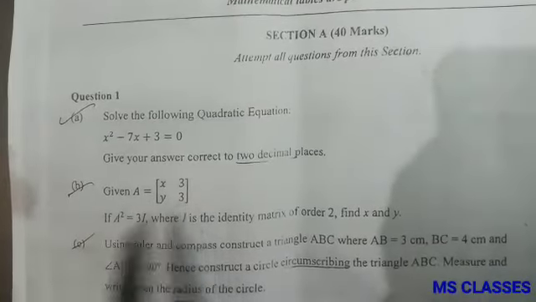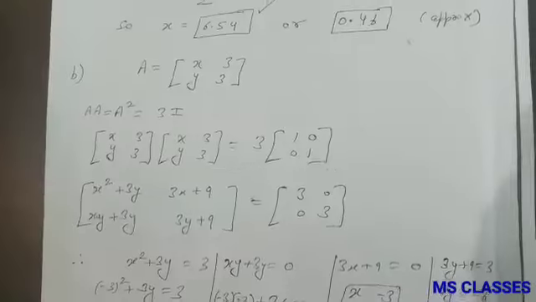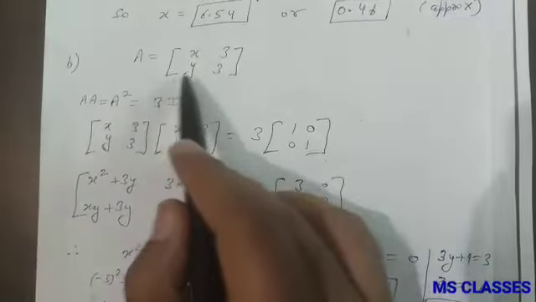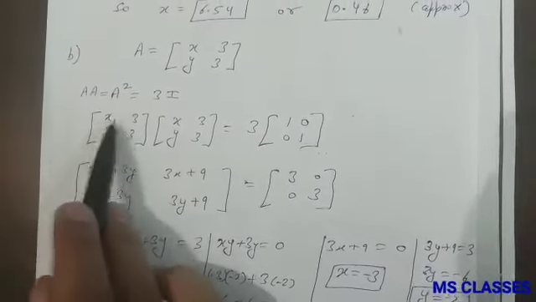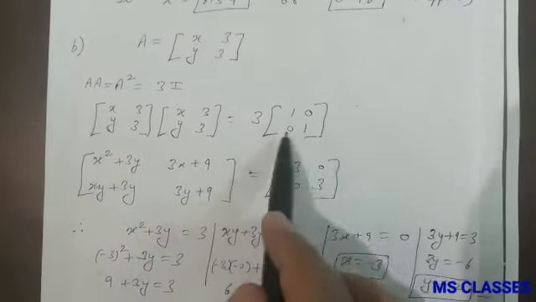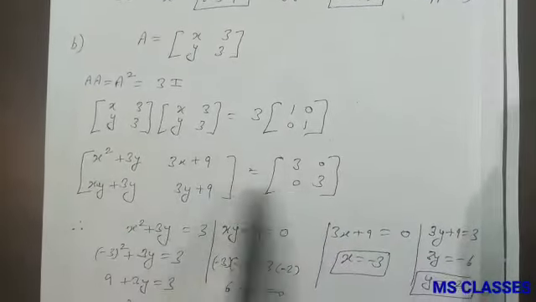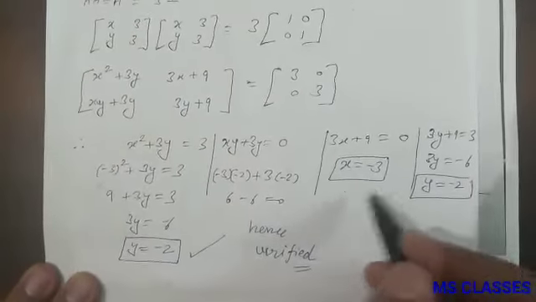Second, this matrix is given and A square is 3I. Find x and y. So here A is given, so as A square is 3I, that means [x y; 3 3] into [x y; 3 3] is 3 into I, which is [1 0; 0 1]. So if you multiply and solve, and after comparing we get y as minus 2 and x as minus 3.